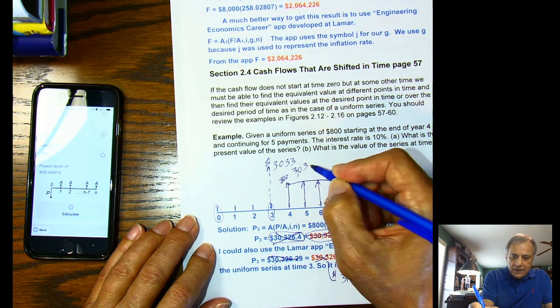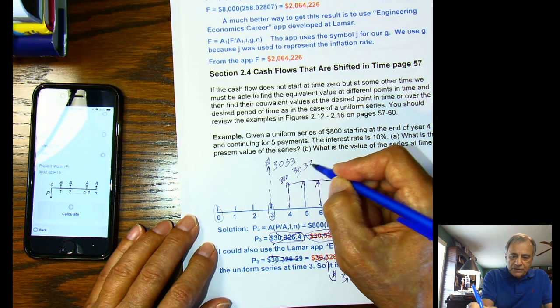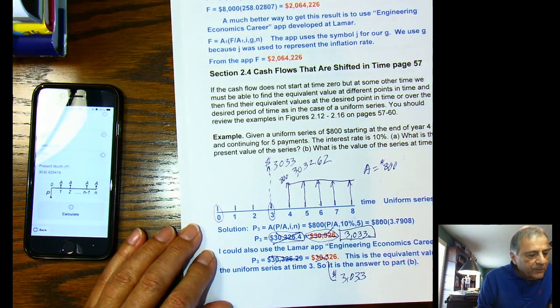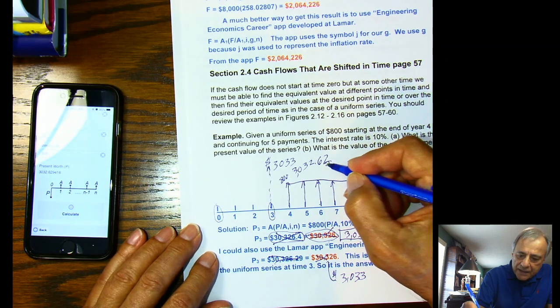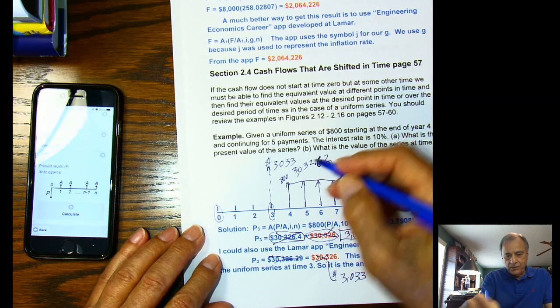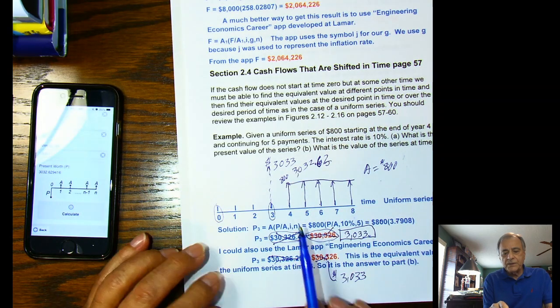Or I could say it's 3032.62, because that's actually the value, actually 63 cents. That's the value returned from the app. Either way, it's not going to make too much difference.